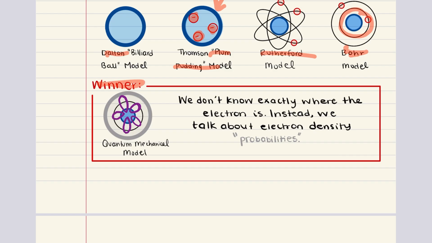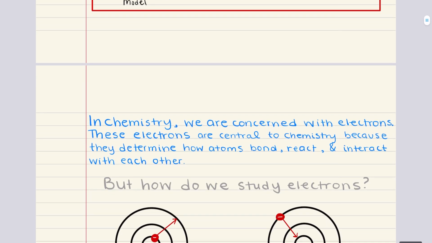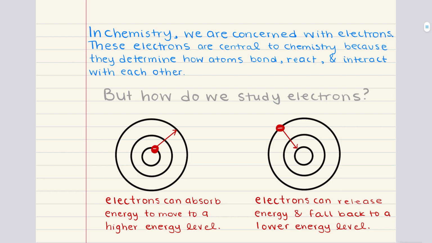So now that we've built an understanding of the structure of an atom, let's shift our focus to what drives chemistry, the electrons. So while protons and neutrons remain relatively fixed within the nucleus, electrons behave very differently. They don't have fixed positions, but instead they occupy regions of space around the nucleus. These electrons can move between energy levels when they interact with energy.